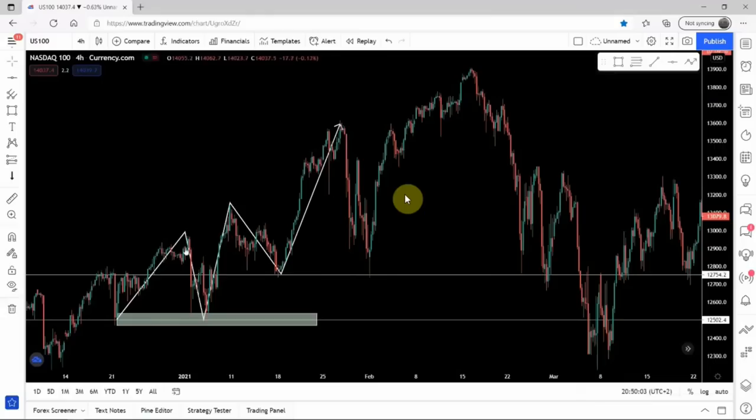So why do you think it didn't hold again? Even though it was an order block, that broke that high. Why didn't it hold?